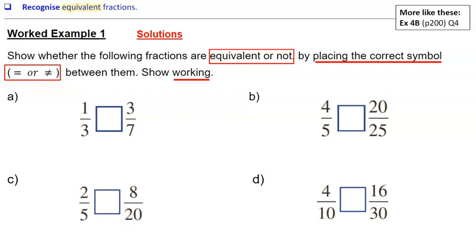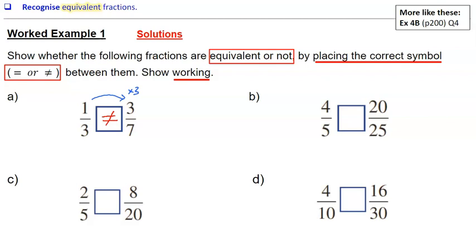Show working. In part A, we're asked to decide if the two proportions are the same. Looking at the numerator, we can show that 1 times 3 gives the numerator of 3 on the right. Looking at the denominator, 3 times 3 equals 9, not 7. Therefore, these proportions are not the same. Use the not equal to sign.